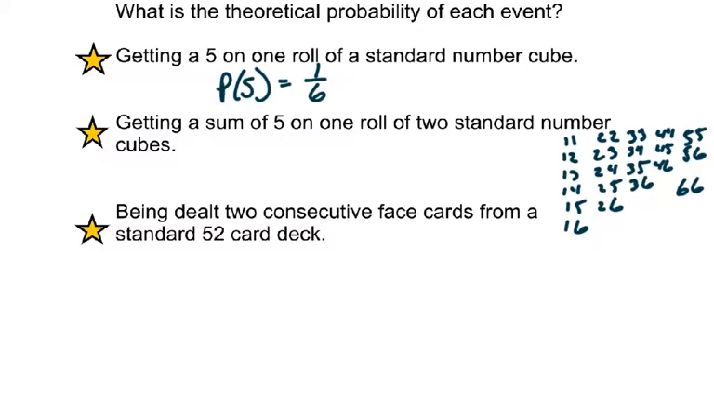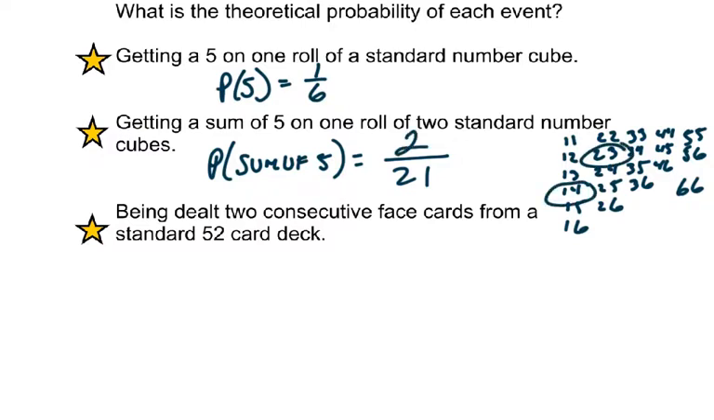2, 3, 4, 5, 6, 7, 8, 9, 10, 11, 12, 13, 14, 15, 16, 17, 18, 19, 20, 21. So the probability of a sum of 5 is going to be over 21 because those are the combinations that we have if we treat it like order doesn't matter. A 1 and a 4 will give us a sum of 5, and a 2 and a 3. So there are 2 ways out of the 21.